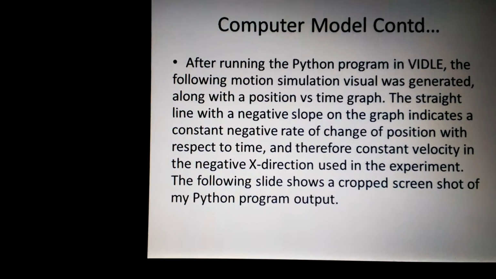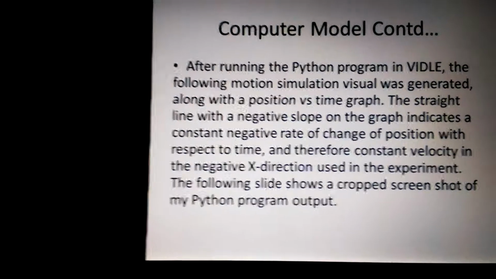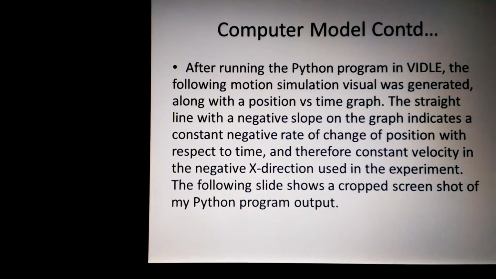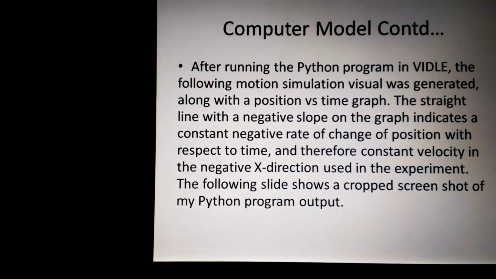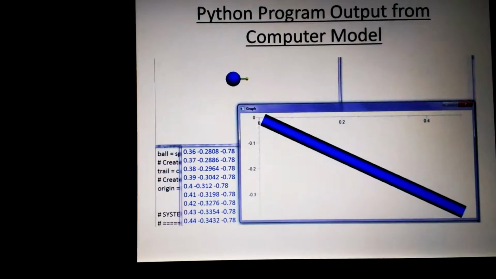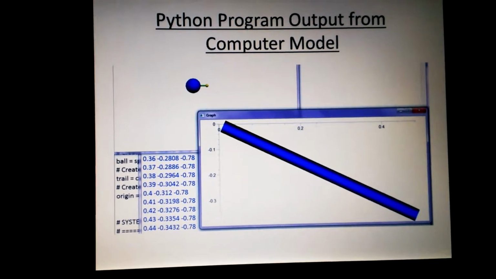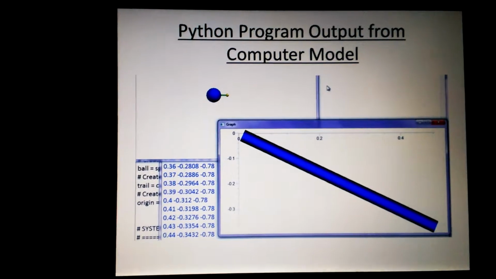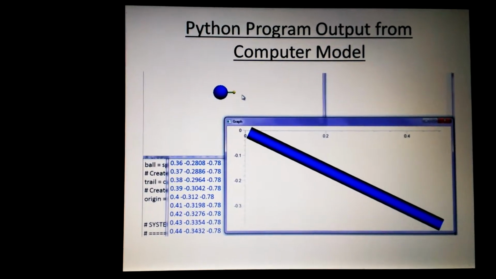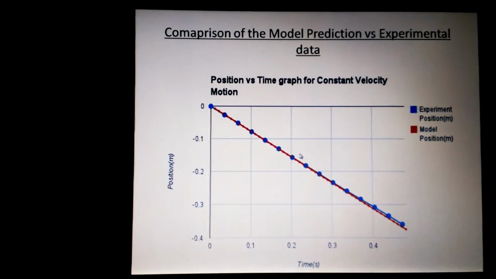A straight line with a negative slope on the graph indicates constant negative rate of change of position versus time, therefore constant velocity in the negative x direction. Here is a cropped screenshot of the output from my Python program. The top part shows the motion of the ball from right to left starting at the origin, and here's the position versus time graph.